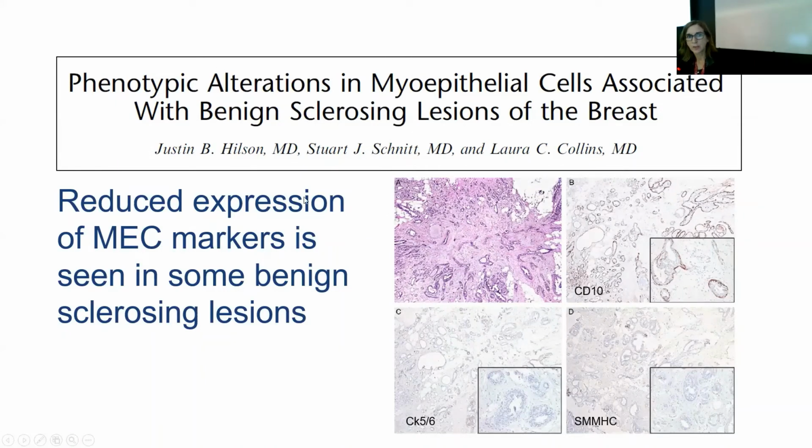And this is a second paper where we looked at the expression of myoepithelial cell markers, this time in benign sclerosing lesions of the breast. Like with DCIS, we also demonstrated that in the setting of complex sclerosing lesions and radial scars, you sometimes saw reduced expression of myoepithelial cell immunostains. So be careful in this setting to use multiple immunostains and the morphologic features, and be aware of this potential pitfall.